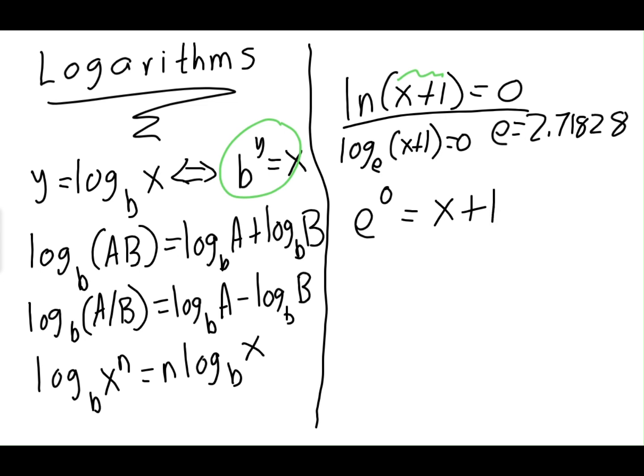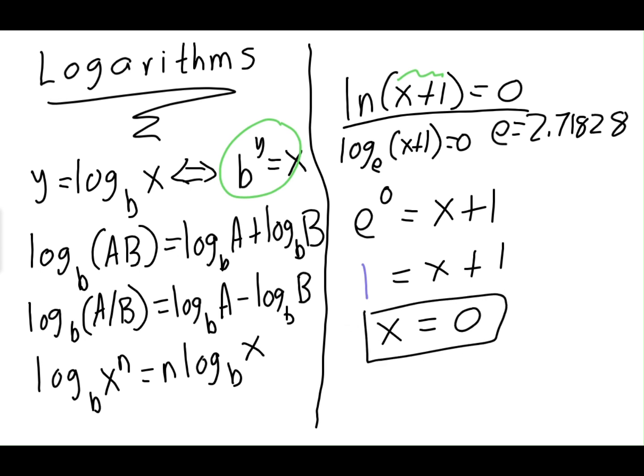Now we know that anything to the 0 power is 1. So we have 1 is equal to x plus 1. Subtract 1 from both sides, we get x equals 0. So if x equals 0, that's the solution. We can plug it in to find out, and notice that the ln of 1 is what we would end up with, which is 0. So that does work out.